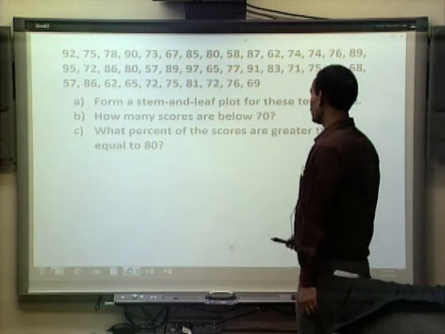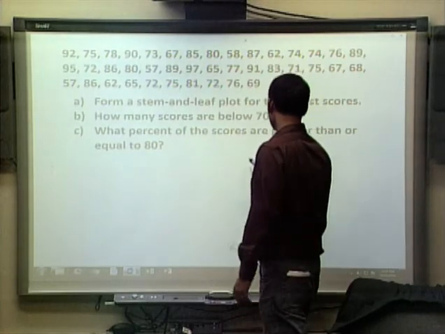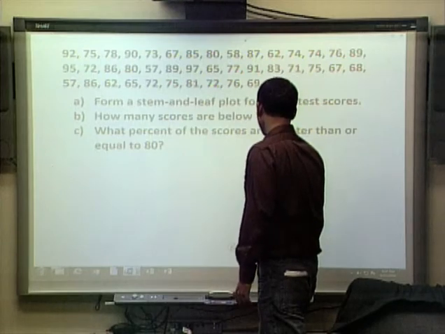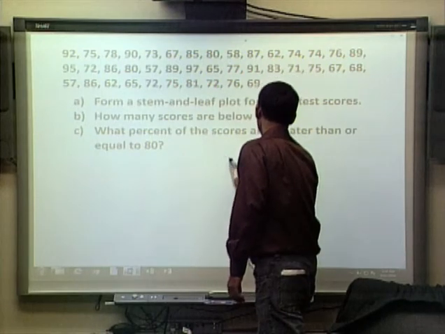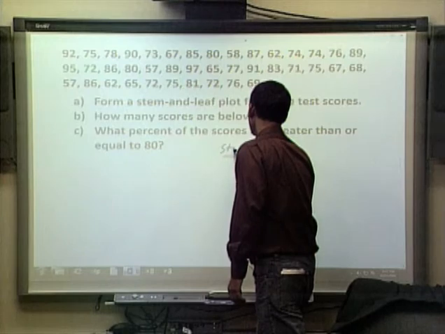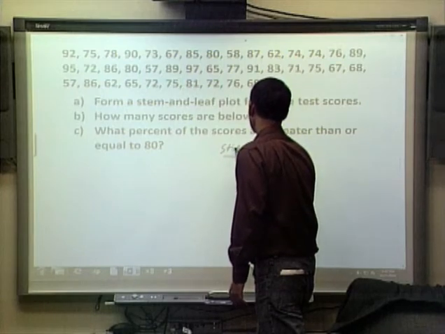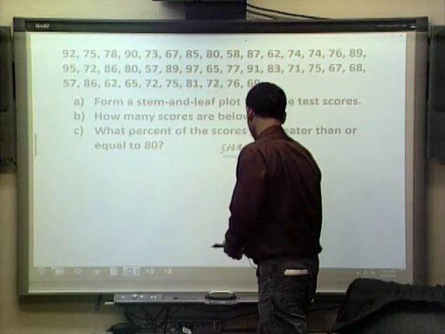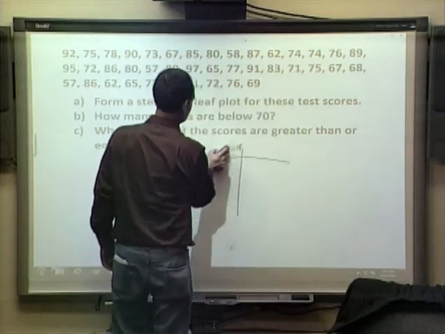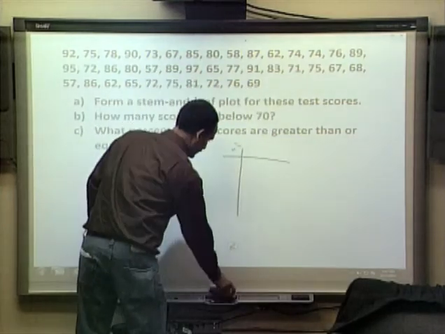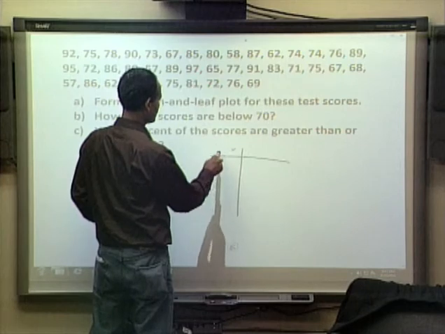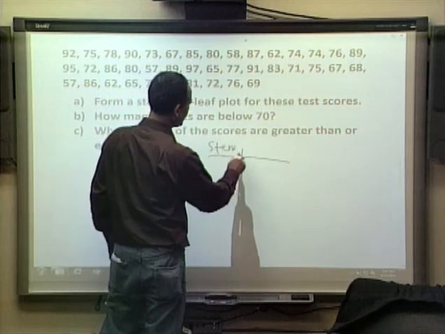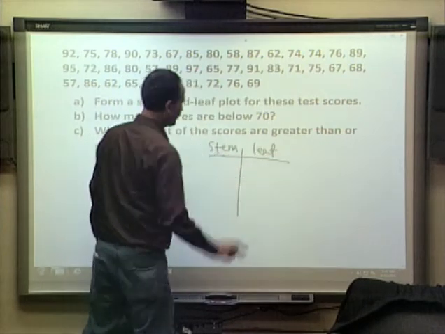Since we are trying to construct a stem and leaf plot, it will look like this. Stem here, stem here, stem here and leaf here. Okay.